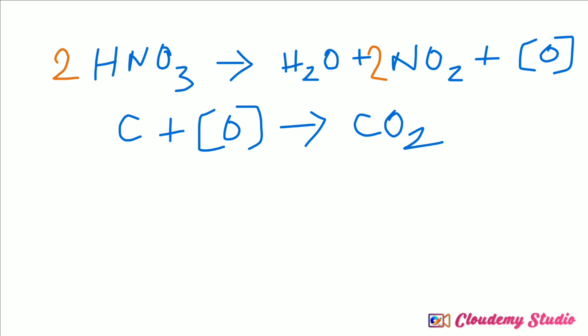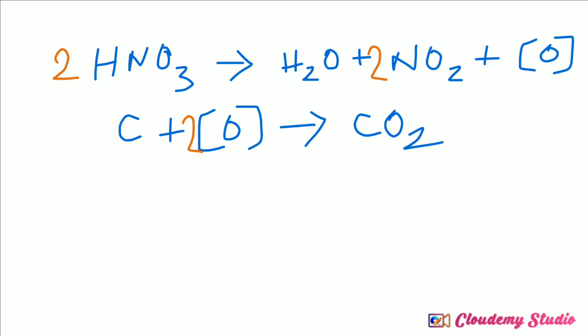Now the second step, once again, we need to balance. Carbon on both sides has 1 atom. Oxygen at the right hand side has 2 atoms, but at the left hand side only 1 atom. Therefore, what has to be done? This nascent oxygen has to be multiplied by 2 times. Now the second equation is balanced.